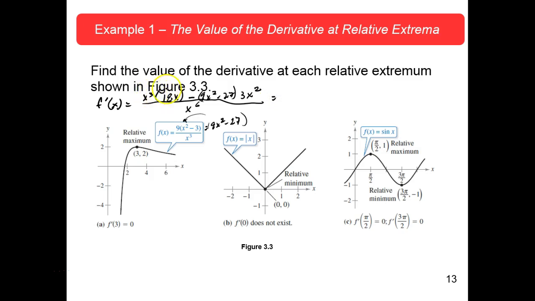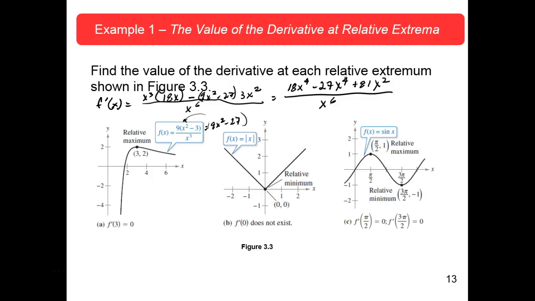Now we need to distribute in our numerator. That will be 18x to the 4th, that's the only term there. And here we have a minus 27x to the 4th, and then we have a minus, which is plus 81x squared, all divided by x to the 6th.